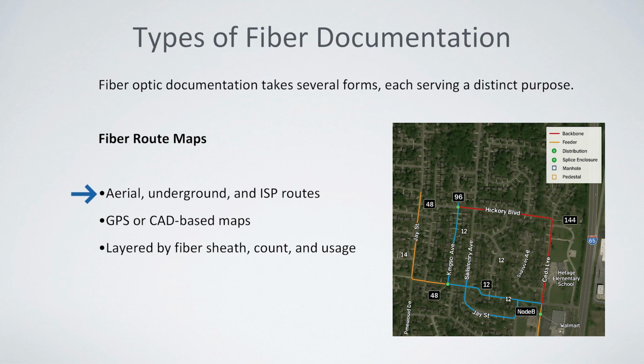Route maps illustrate the physical pathway of aerial, underground, and in-building fiber runs. They often include GPS coordinates or CAD-based layers that identify splice enclosures, pedestals, manholes, and handholds. Splice documentation details the layout inside each enclosure, showing tray assignment, splice orders, slack loops, and fiber color coding.